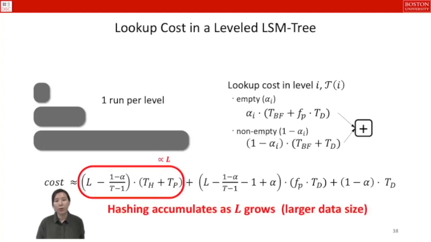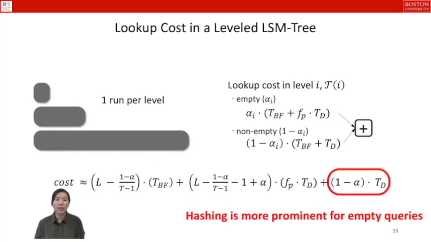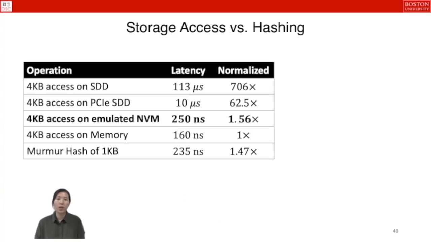Bloom filter query cost is proportional to the number of levels in a tree. Thus, the hashing cost accumulates as the number of levels in a tree grows. And non-empty lookups cause data accesses, so hashing is more prominent for empty queries. Using Bloom filters is particularly beneficial when there is a large gap between Bloom filter and data access.